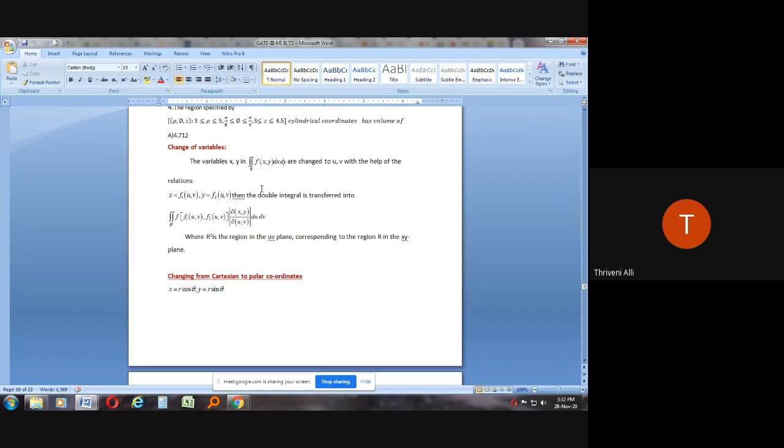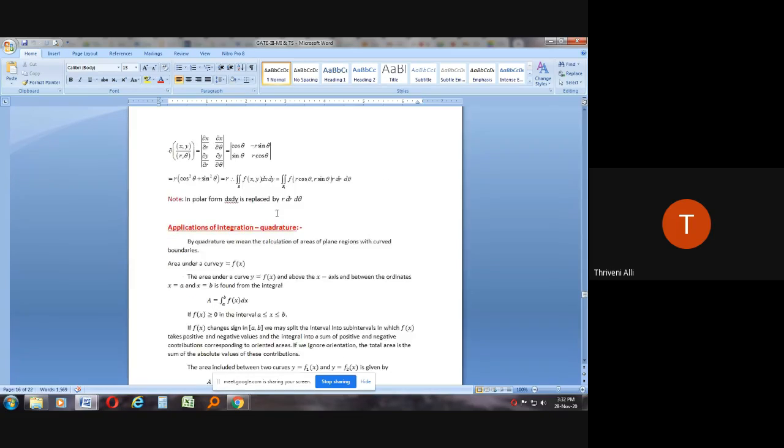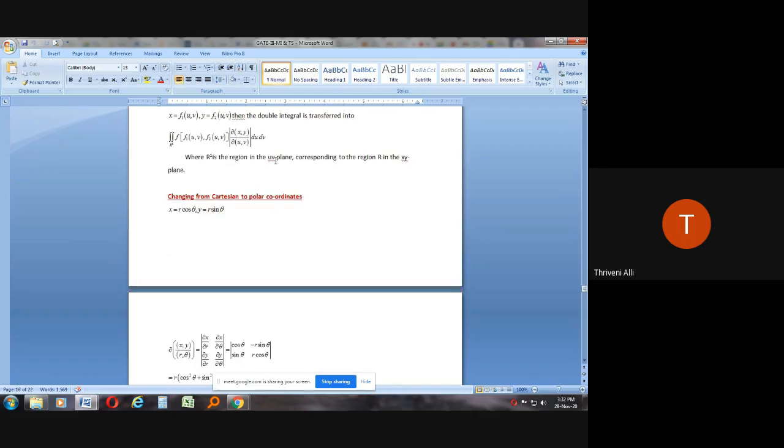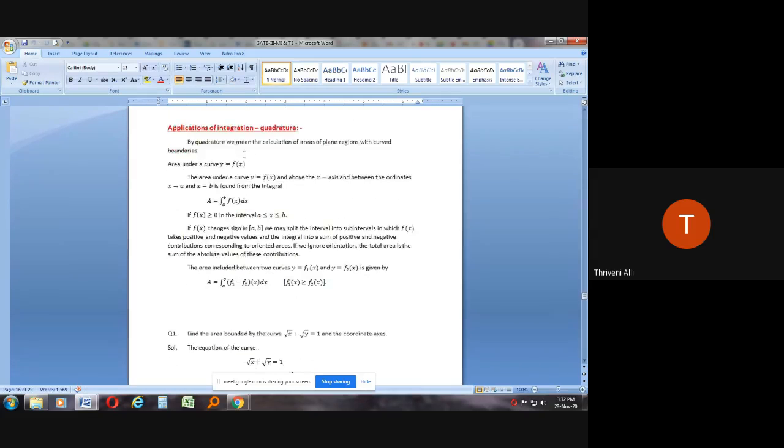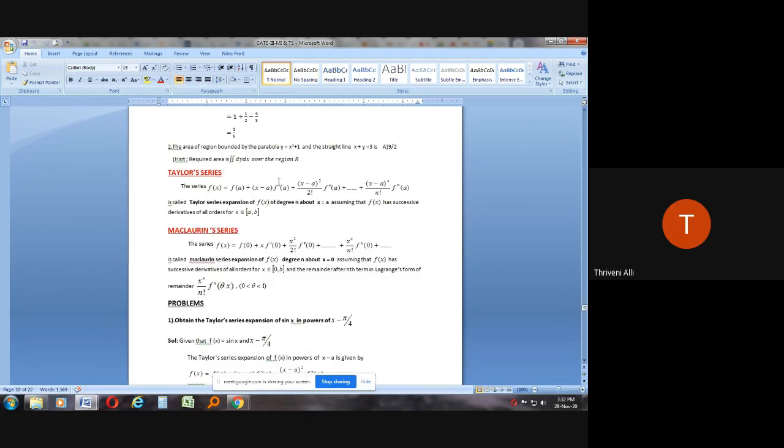Next, change of variables from old variables to new variables is also the same. So we have f of x comma y, and the new coordinates are u comma v. So these are the main points of applications of integration.